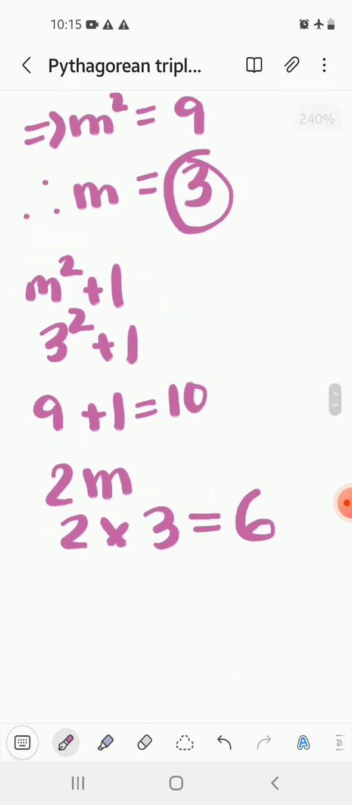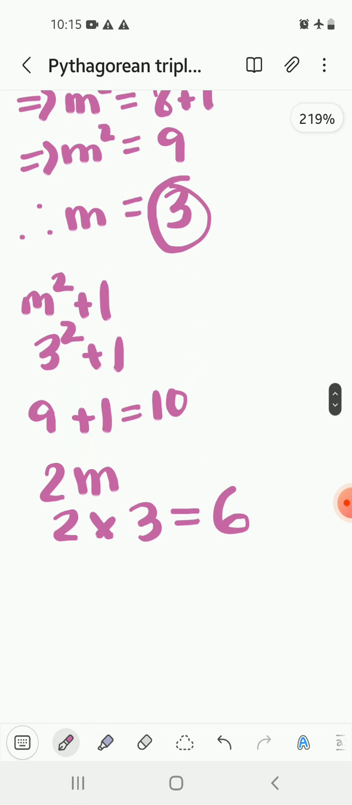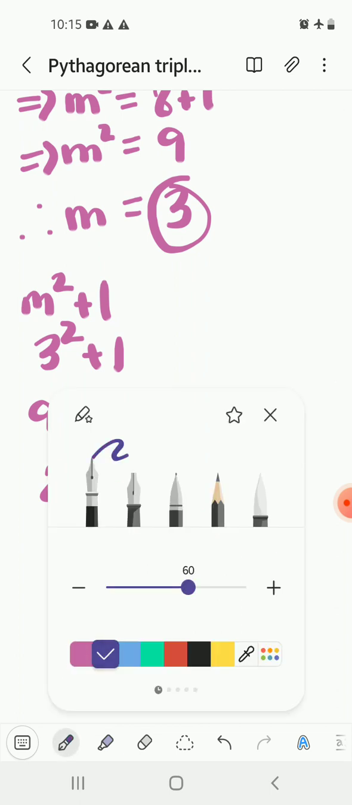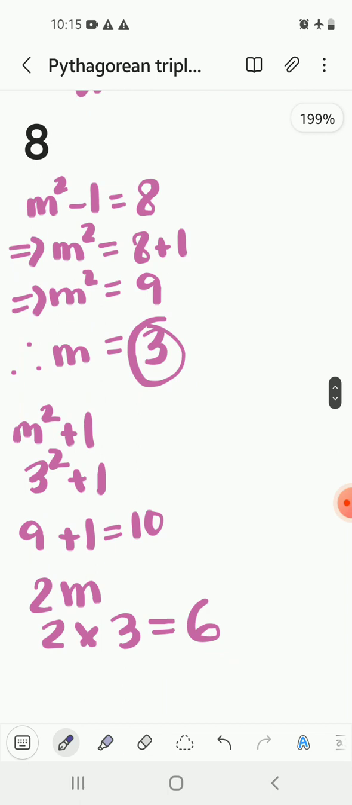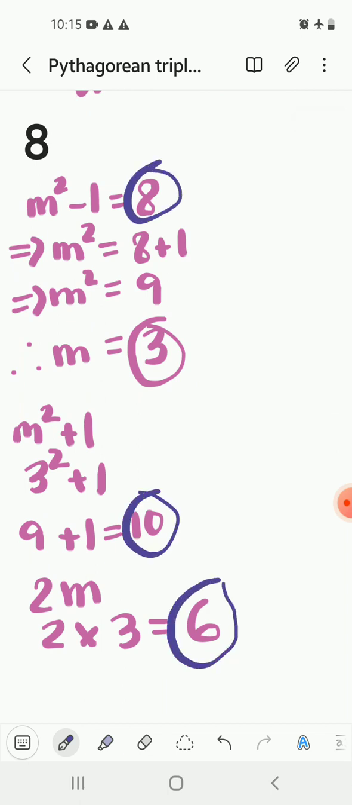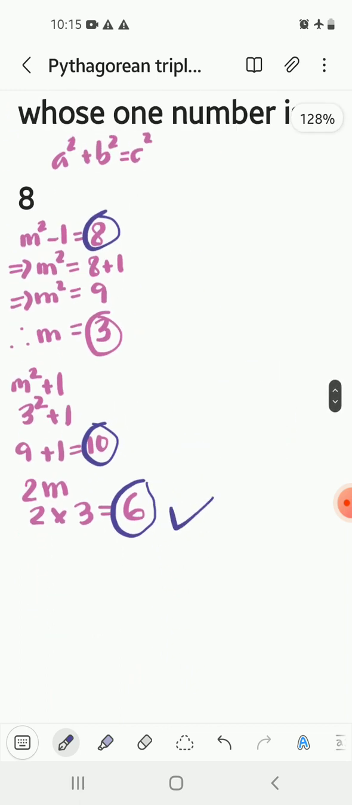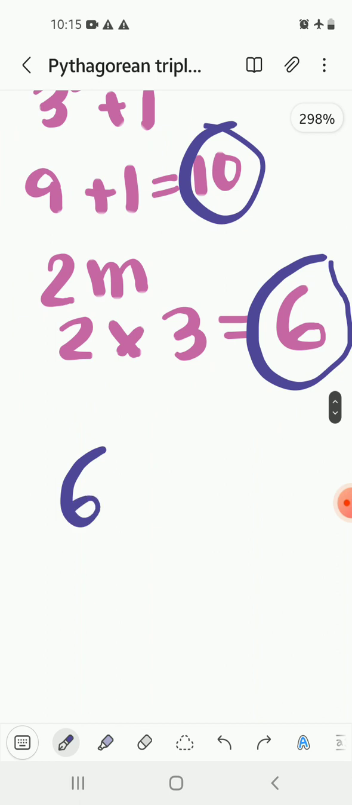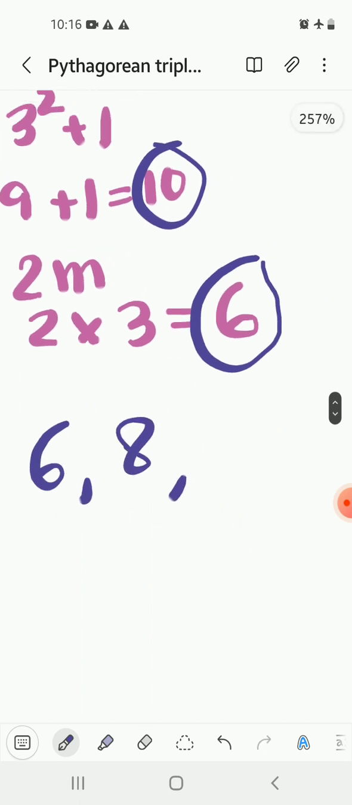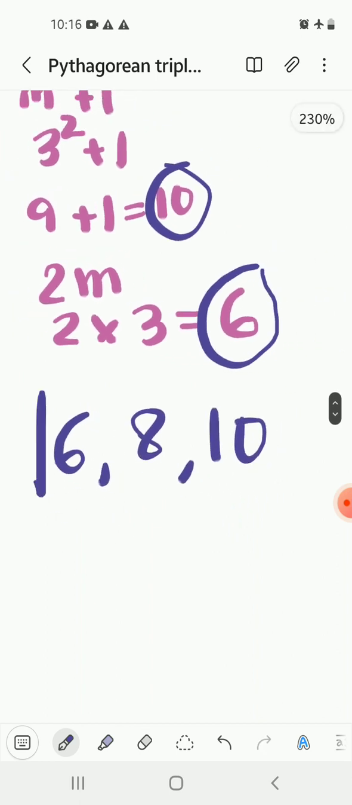So now you see we have got all the numbers of the triplet. The first one was given in the question, that is 8. The next one that we have got is 10, and the last one is 6. Now the final step is to arrange these numbers in ascending order. So we are going to write 6 first, then 8, and then 10. So let's do it: 6, 8 and 10. This becomes my Pythagorean triplet.